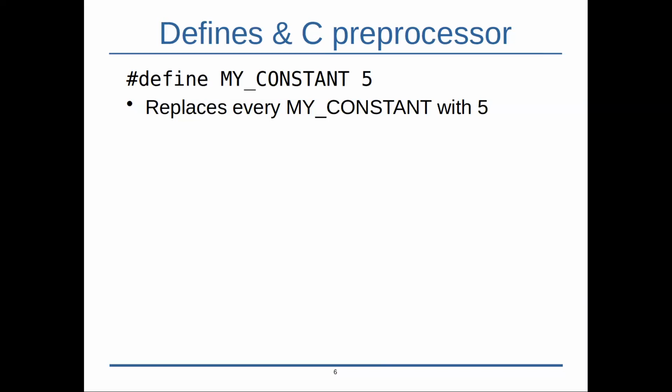So why is it useful? Again, I don't want to put 5 in my code to hard code it. So it's better to put my constant and, if I want to change it later to 10, that will be replaced automatically, right? So I just need to change one line of code.